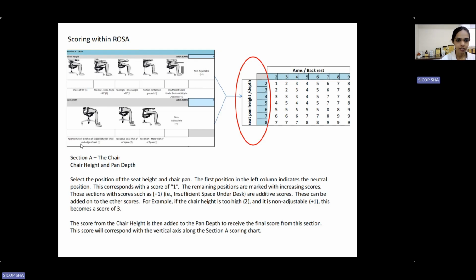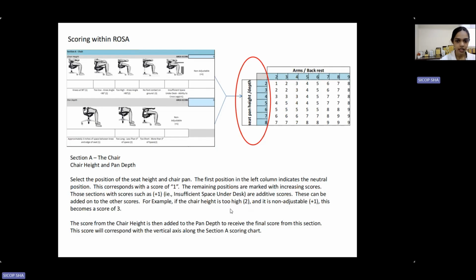Accordingly, for pan depth, it is approximately 3 inches of space between the knee and the edge of the seat, or it is too long or too short. The first position in the left column indicates a neutral position and it corresponds to the score 1. Remaining positions are marked with increasing scores. Those sections with scores such as +1, that is insufficient space under the desk, are additive scores. They can be added onto the other scores.